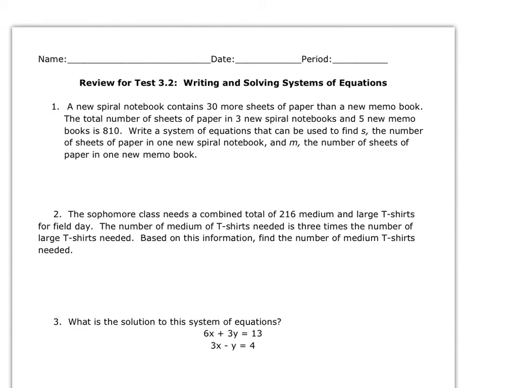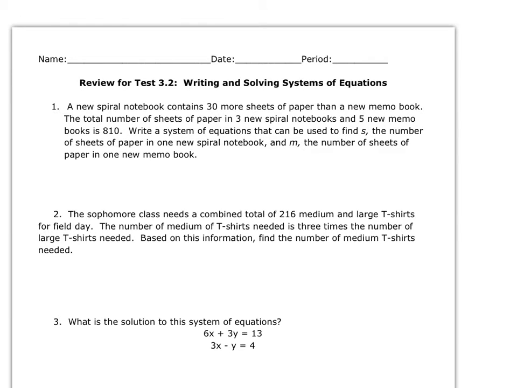So number 1 says, a new spiral notebook contains 30 more sheets of paper than a new memo book. The total number of sheets of paper in 3 new spiral notebooks and 5 new memo notebooks is 810. So we're going to write a system of equations that can be used to find S, the number of sheets of paper in 1 new spiral notebook, and M, the number of sheets of paper in 1 new memo book.